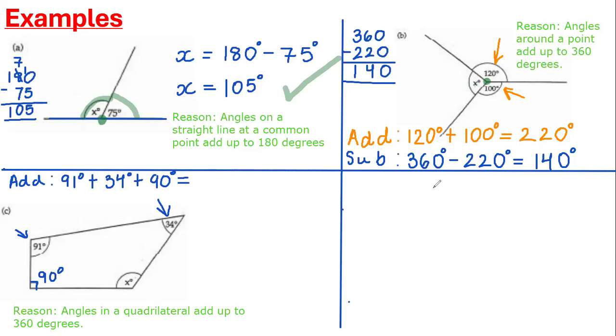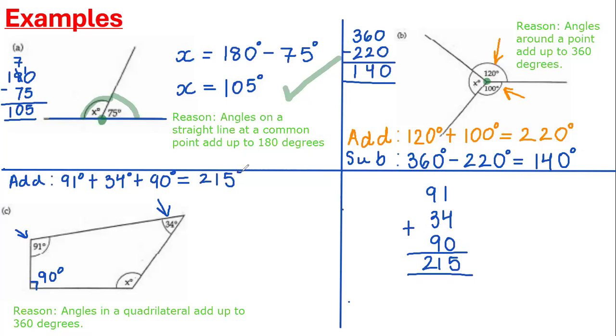We have 91 plus 34 plus 90. When we add them together, what do we get? 4 plus 1 is 5. 9 plus 3... sorry, 9 plus 9 is 18. 18 plus 3 is 21. So I got 215, and that's my final answer, right? Then we could go after that. We're good to go, right?